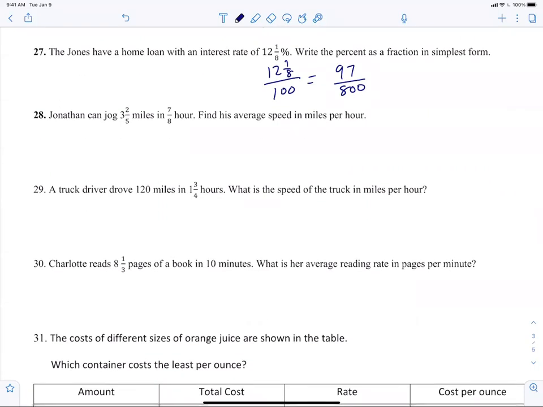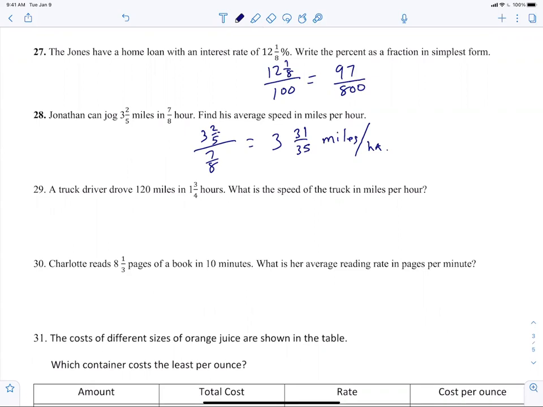Okay, so Jonathan can jog 3 2/5 miles in 7/8 hours. Find his average speed in miles per hour. So 3 2/5 divided by 7/8. I got 3 and 31 over 35. And then that would be what? His miles per hour. That's correct. That's how fast he's traveling. 3 and 31 over 35 miles per hour.